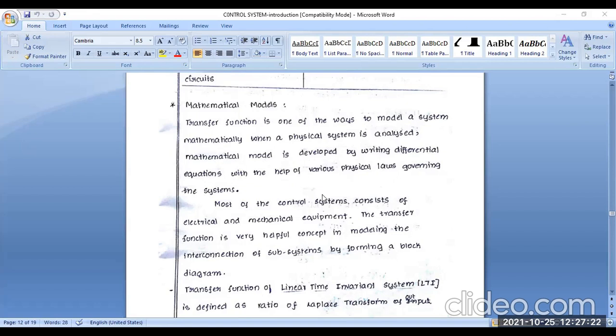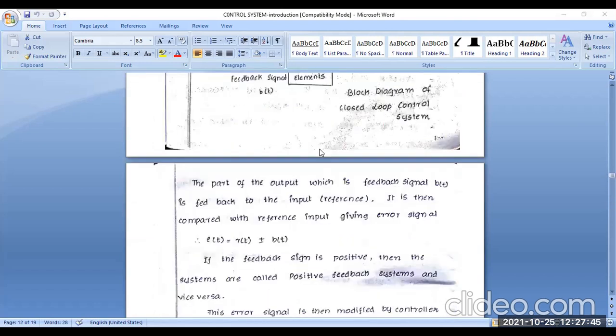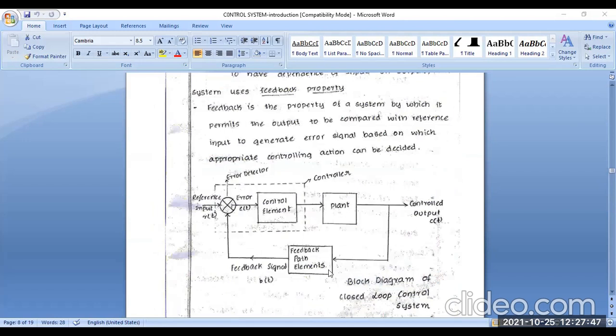So you are given one block diagram. That block diagram, as we saw in the previous lectures, is a closed loop system. In the closed loop system, first you give the input, then you give the set point or reference point, then you select the process or plant, something like that. Just follow this picture. This is the closed loop system.